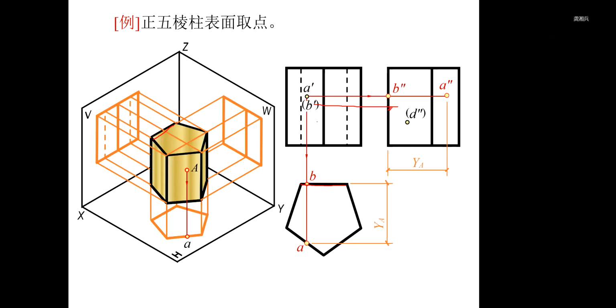And how about D? D is on here, because D is not visible means what? Means D is on this plane. So all the D projection should be on this one. You get D is there. Because D is on this plane, looking from this direction, D is blocked by this plane. So D on the V is not visible.